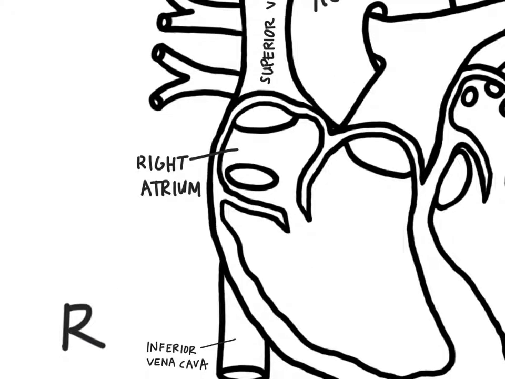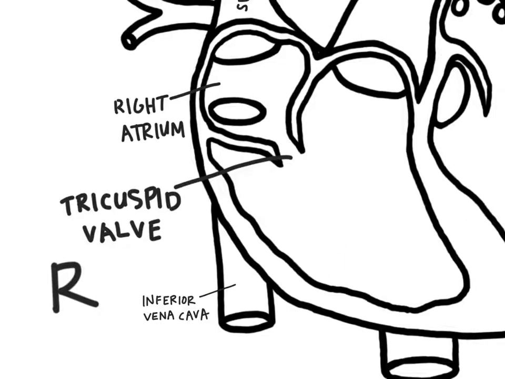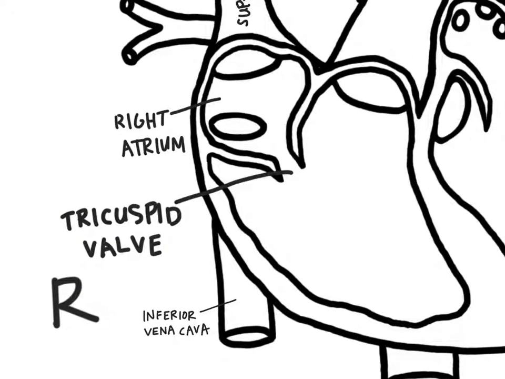Then as the blood leaves the right atrium, it will flow through this area here, which is called the tricuspid valve. It's called the tricuspid valve because, even though you can't see it here, there actually are 3 sort of doors in between the right atrium and what's beneath. Now, underneath the right atrium and the tricuspid valve, this is what we call our right ventricle.